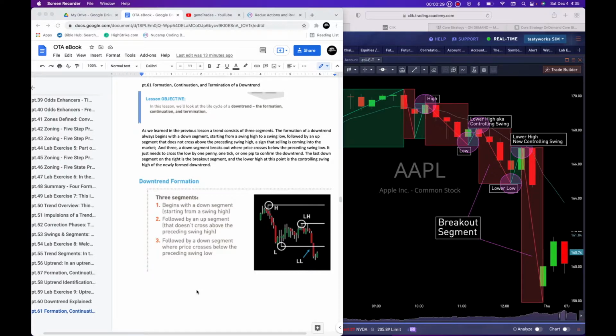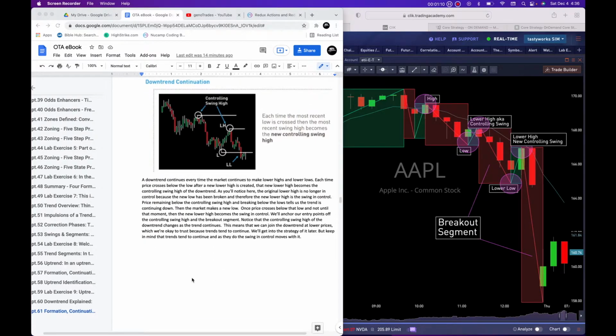followed by an up segment that does not cross above the preceding swing high, which is a sign that selling is coming into the market. And then finally, there is another down segment which breaks out and crosses below the preceding swing low. It only needs to cross the low by a penny or one tick or one pip to confirm the downtrend. The last down segment on the right is the breakout segment, and the lower high at this point is the controlling swing high of the newly formed downtrend.